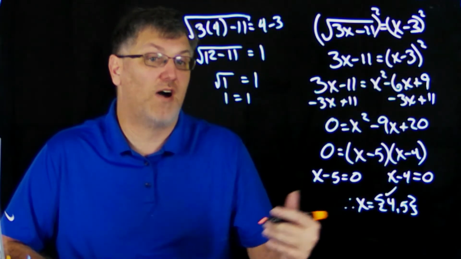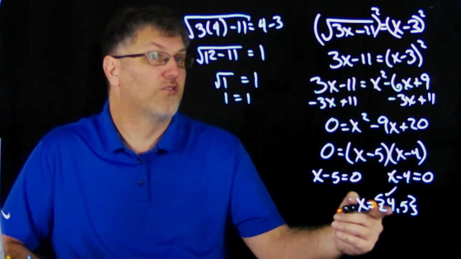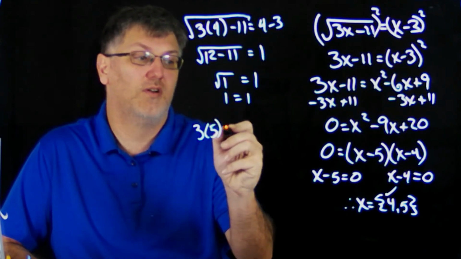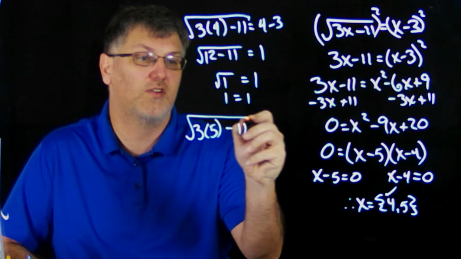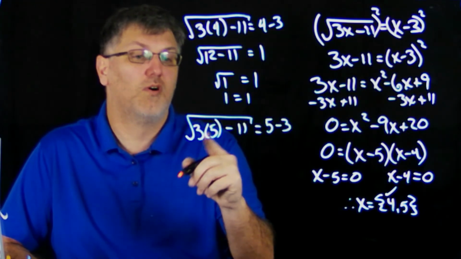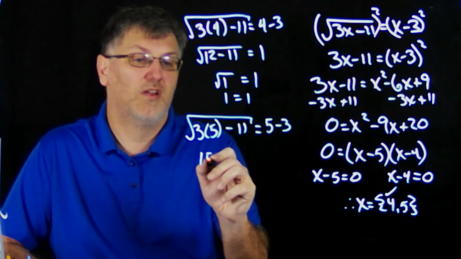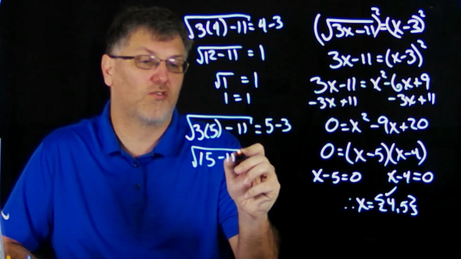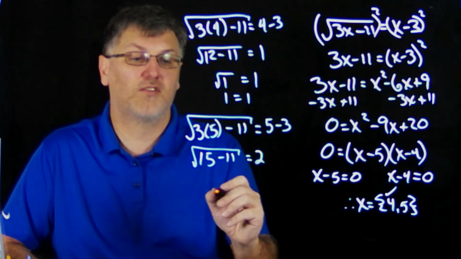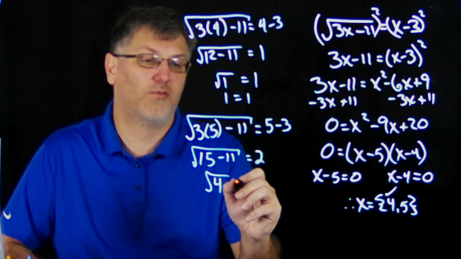Now we need to check 5. So we're going to plug 5 back in. We're going to do the square root of 3 times 5 minus 11, and that's got to equal 5 minus 3. Well, 3 times 5 is 15. Minus 11, of course, we're going to take the square root of it, and that should equal 5 minus 3, which is simply 2. 15 minus 11 is 4. We're going to take the square root of 4 equals 2.